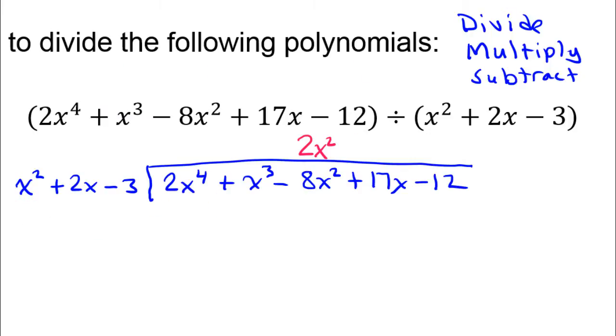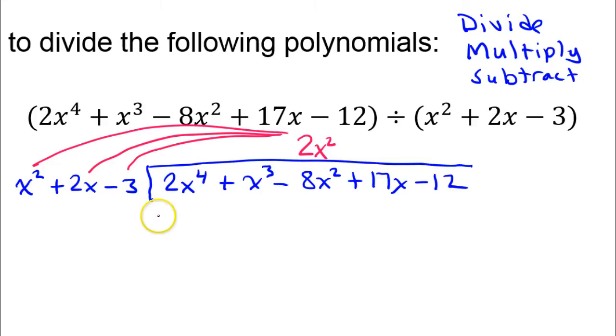So now I'm going to multiply. When I say multiply, I mean take this and do the distributive property with it. Multiply this 2x squared across this divisor. So 2x squared times x squared is going to, of course, be 2x to the 4th power. That's why we picked it. 2x squared times 2x is going to be 4x to the 3rd power. And 2x squared times negative 3 is going to be negative 6x squared.